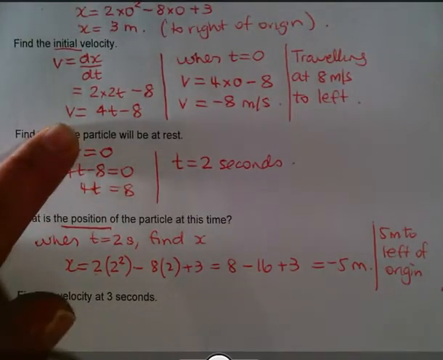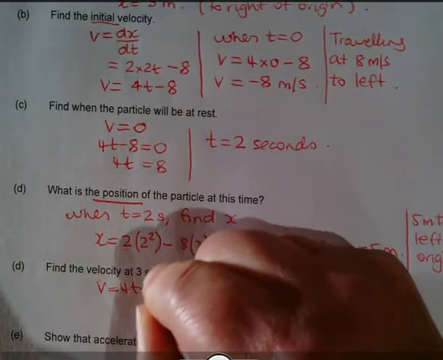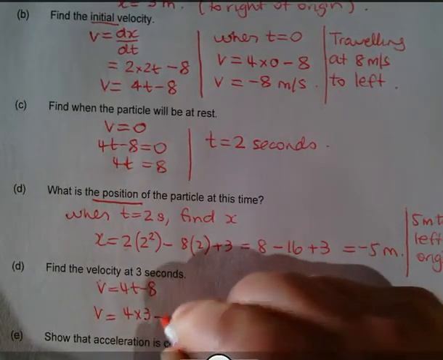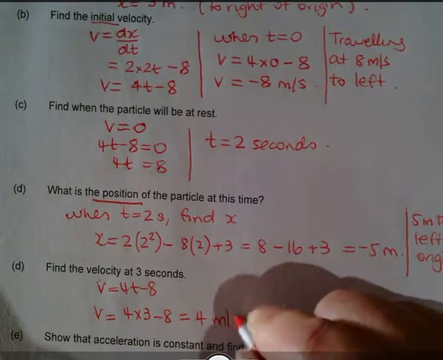So I've got my velocity equation here. It's 4t minus 8. So I've got v equals 4t minus 8, and I substitute t is 3. So it's 4 times 3 minus 8. So that's 12 minus 8. That's 4 meters per second.